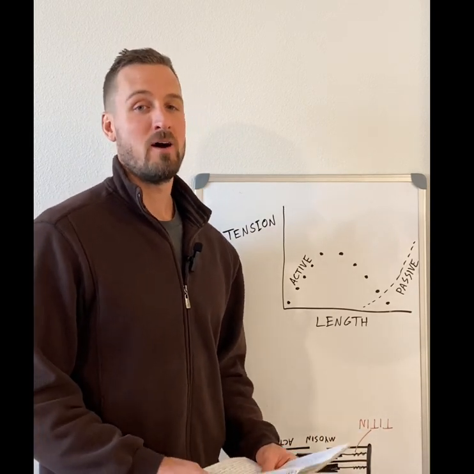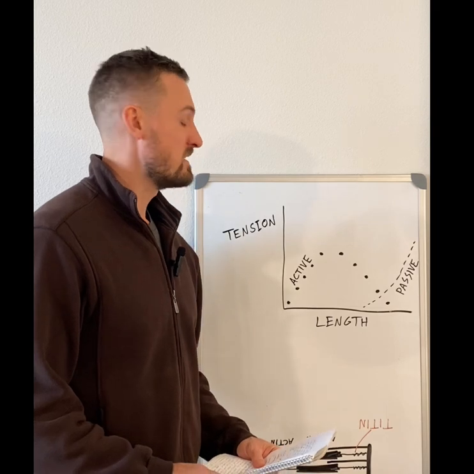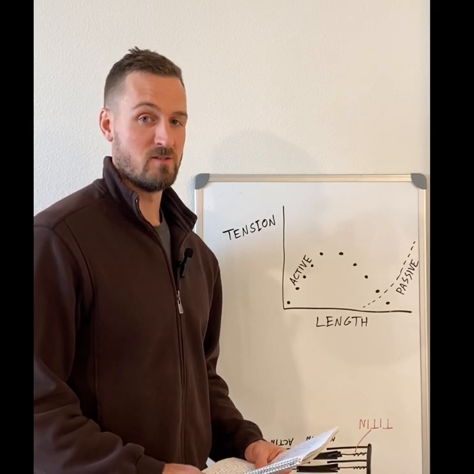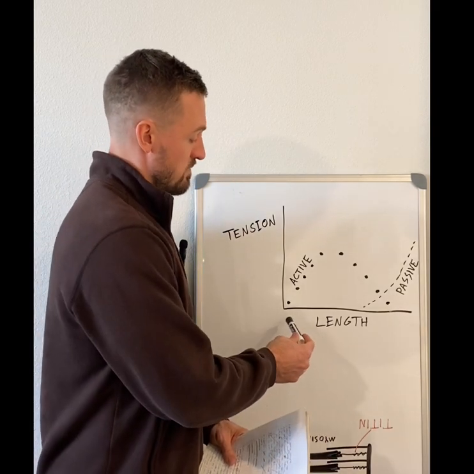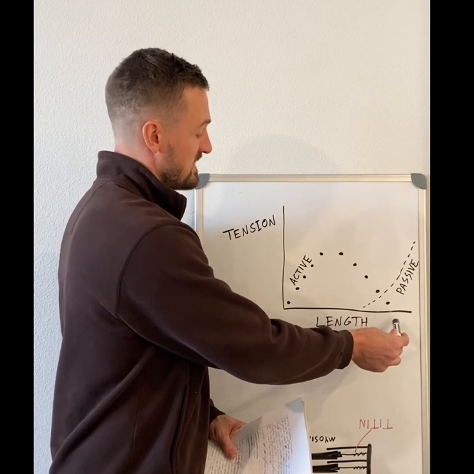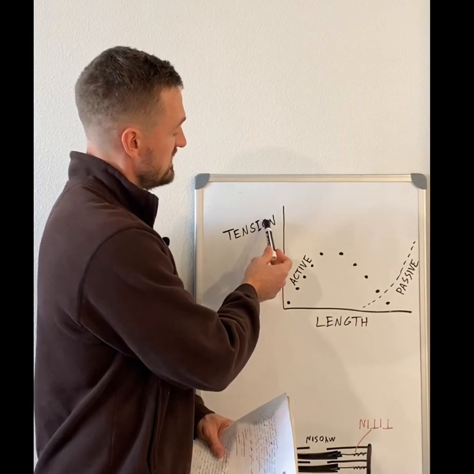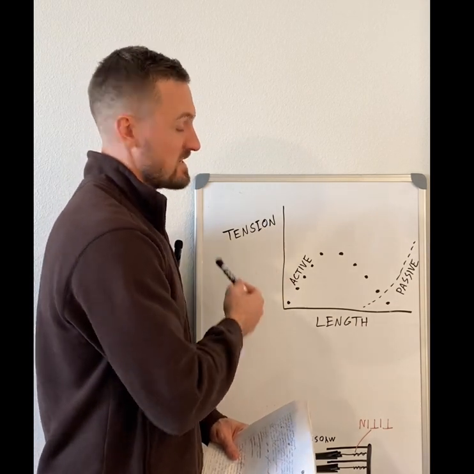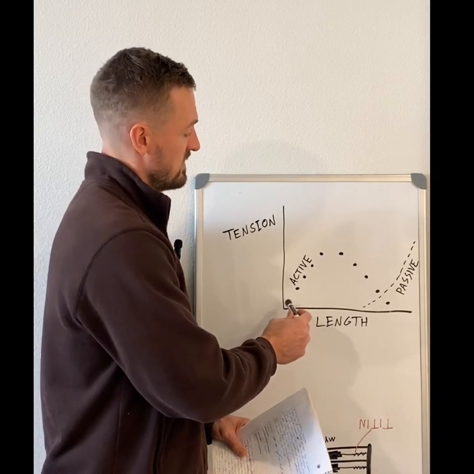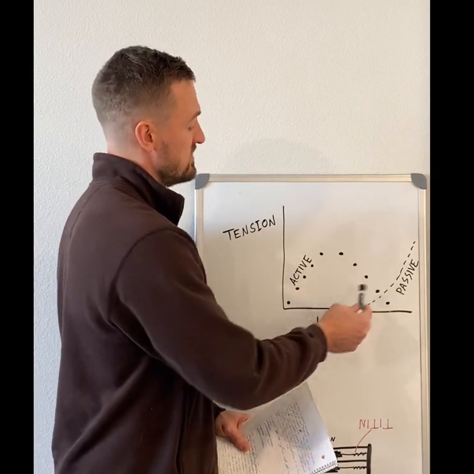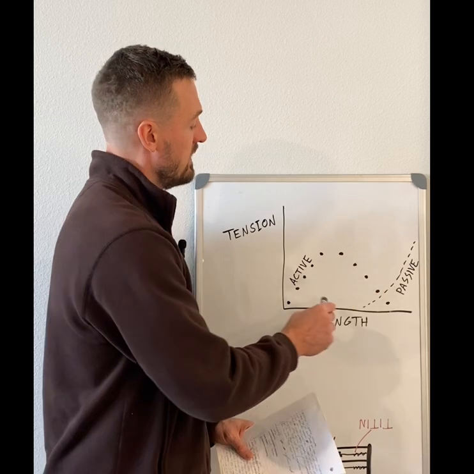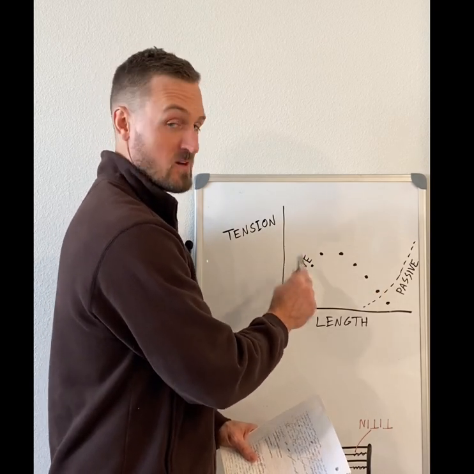So we are talking about the length tension curve of muscle. Looking at the graph here, we've got muscle length on the x-axis, muscle tension on the y-axis, and then we have two different components to the tension, which are active and passive. Let's first look at this active component.